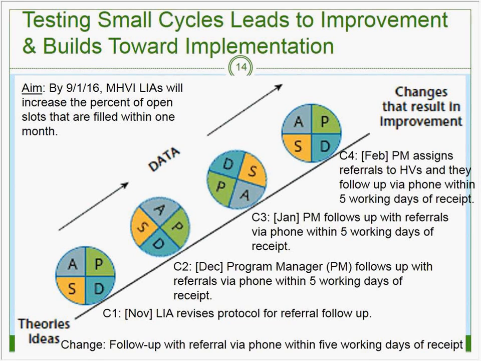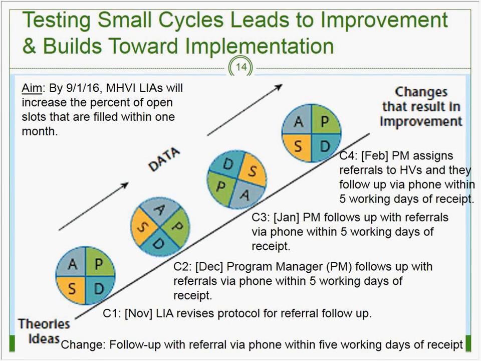And in the heavy text on the right lower side, you can see the particular changes that this team, or an example team, would try out. So you see at the very bottom that the team decided that they would follow up with referral by phone within 5 working days of receipt. This is a continuation of that last example that we talked about.